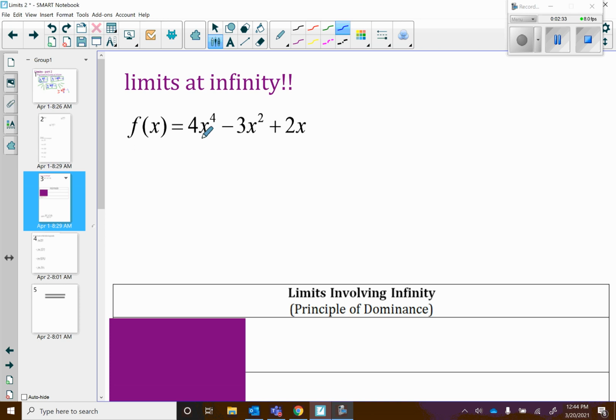Well, hopefully you remember we had our leading coefficient test, which says we're going to look at the term with the highest degree. And in this case, it's even, so both ends are either going to point up or down. And because our leading coefficient is positive, I know both of my ends are going to point up. I don't necessarily know what's going on inside, but the end behavior will look like that.